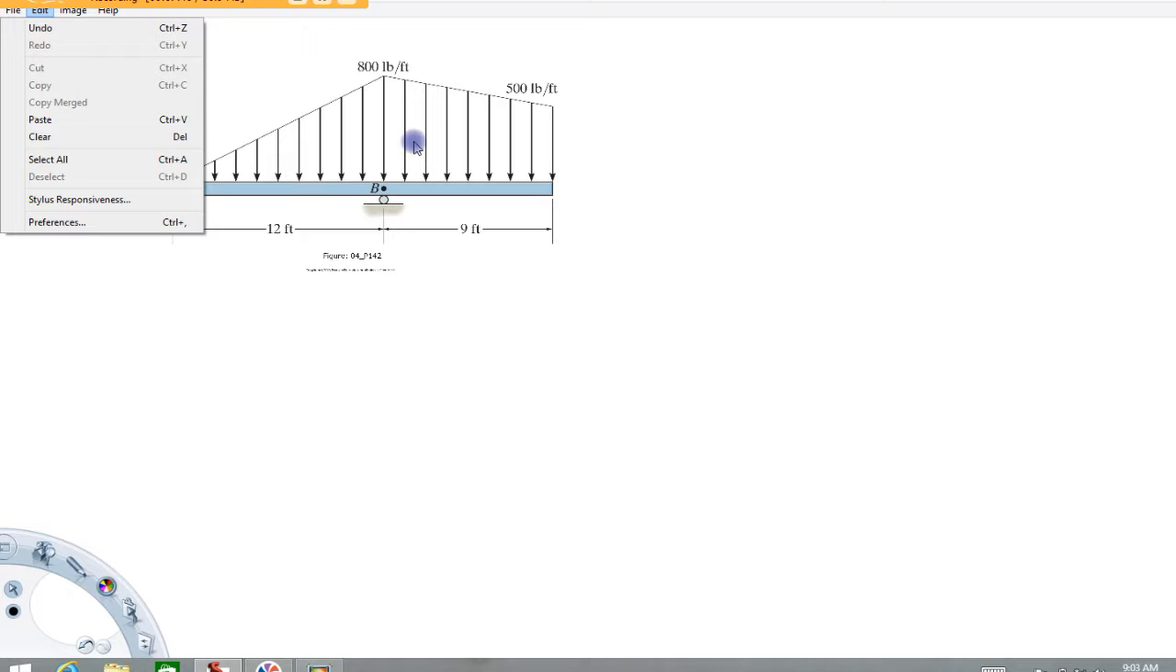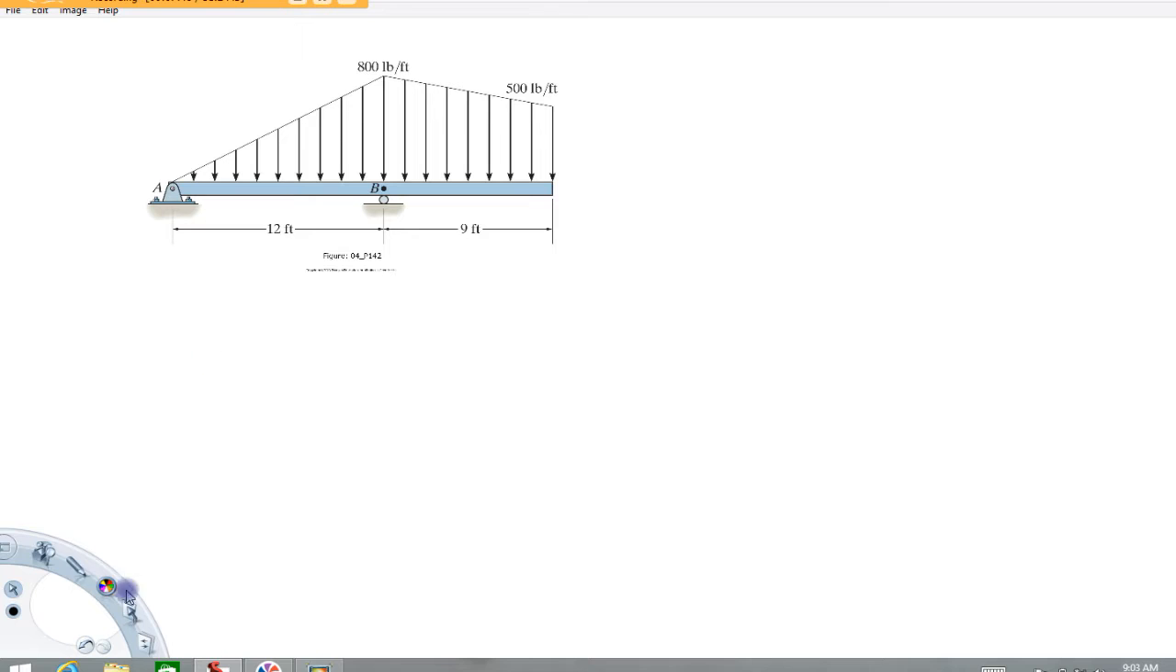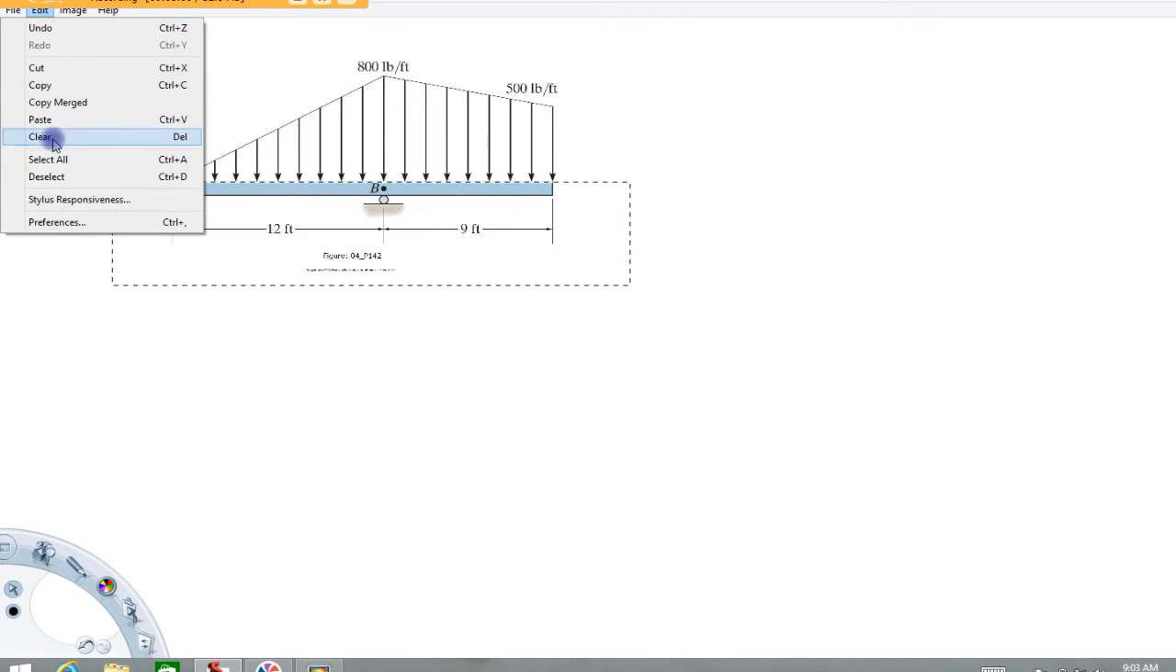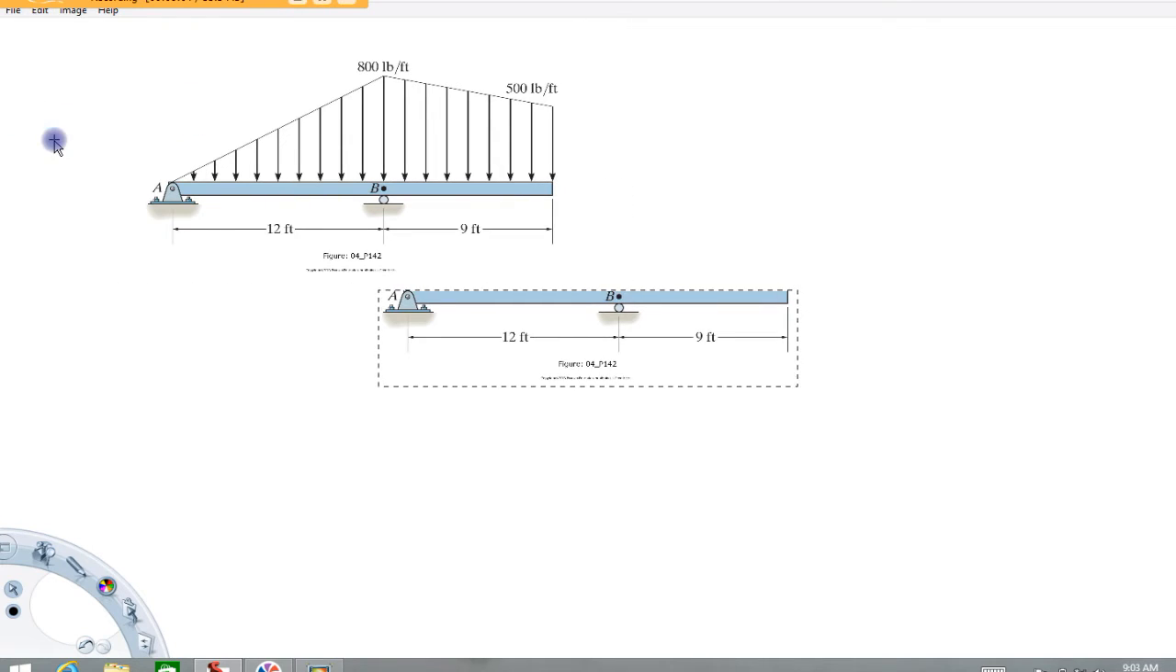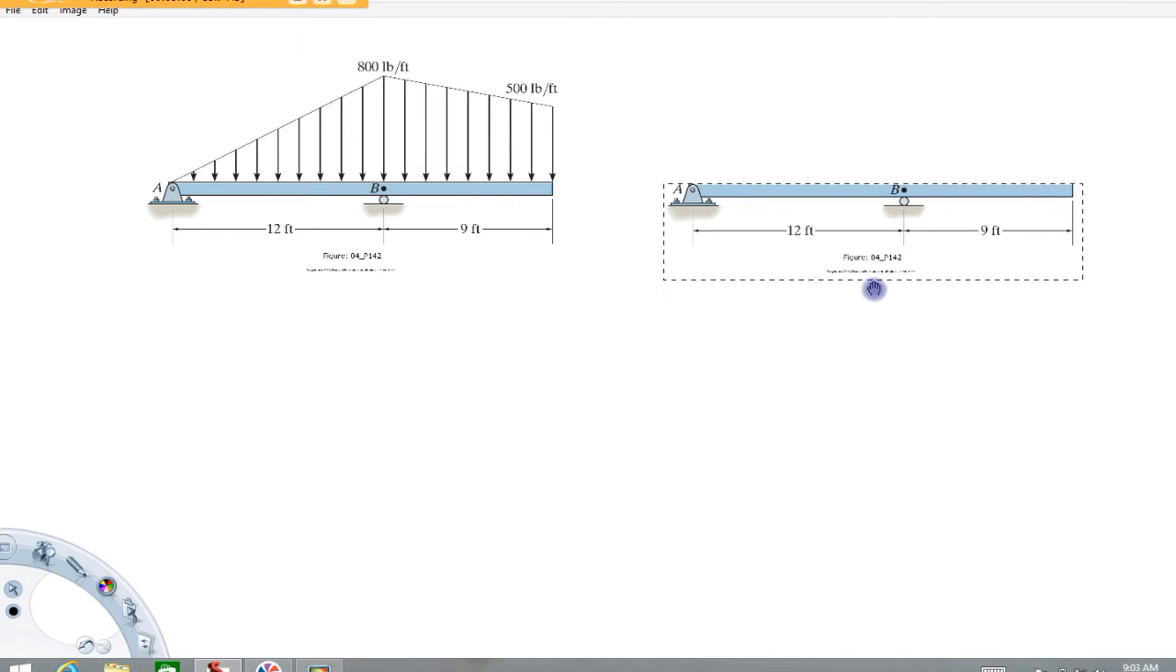So if you give me a moment here, first thing I'm going to do is get myself another picture of this beam. This computer's really good for stuff like this. And now what I'm going to do is take these one at a time.